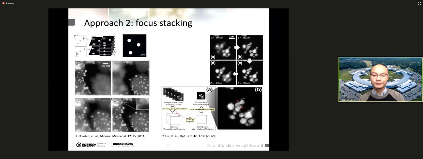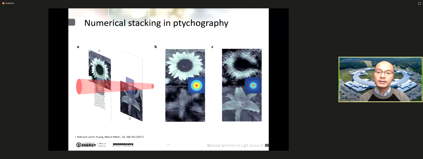And this method has been proved to work very nicely in both X-ray and electron microscopy systems. The only downside is, of course, you have to repeat the measurement many times by translating the sample along the Z direction. And using the ptychography method, we found this method can actually do the stacking numerically. We don't need to physically translate the sample. So to illustrate this idea, we did a simulation.